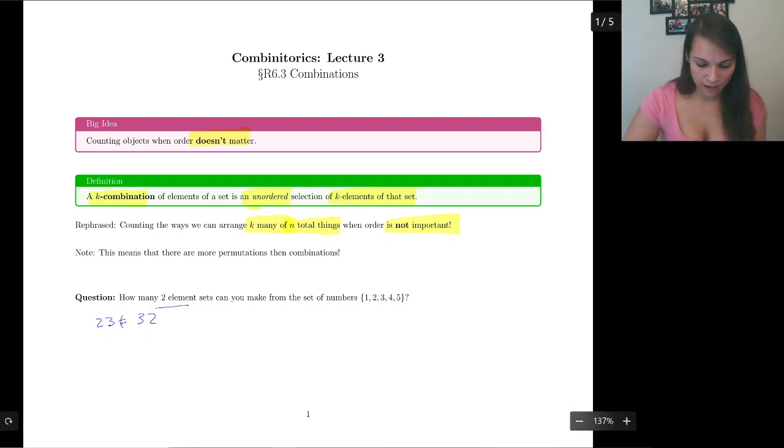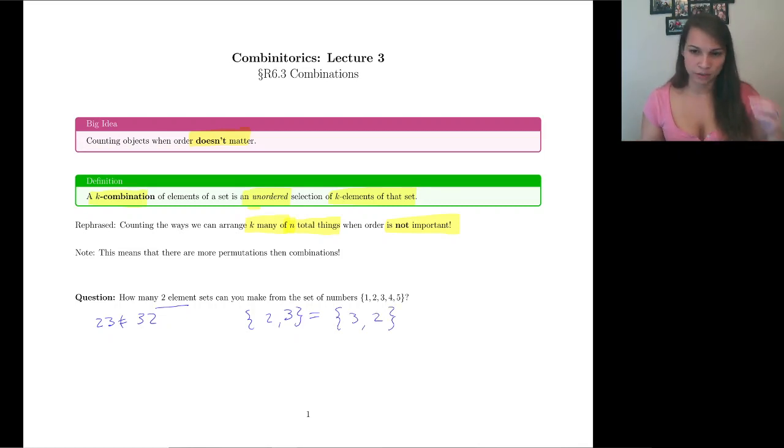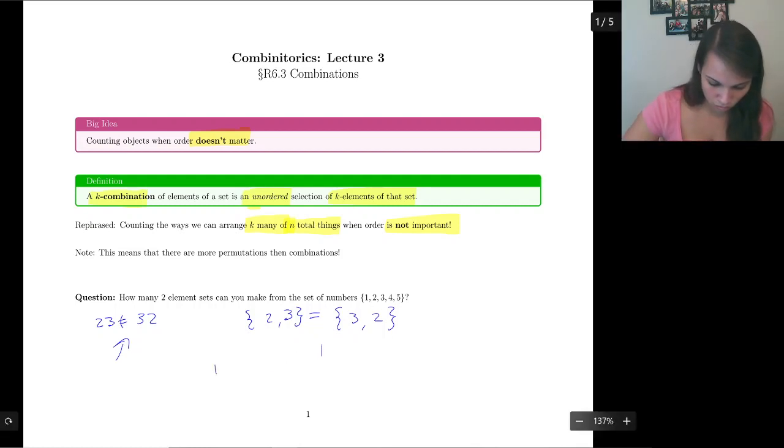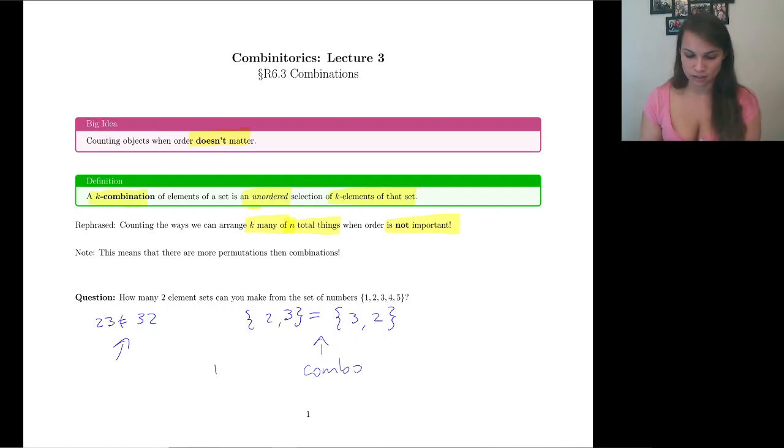However, I'm going to ask, well, what if we just did a 2-element set? If we think about 2 and 3, that is the same thing as 3 and 2, because we don't care about order when we're talking about sets. So I know how to count double-digit numbers, and that's kind of the same thing as sets because you're still picking 2 numbers. So this guy would be a combo because order is not going to matter.